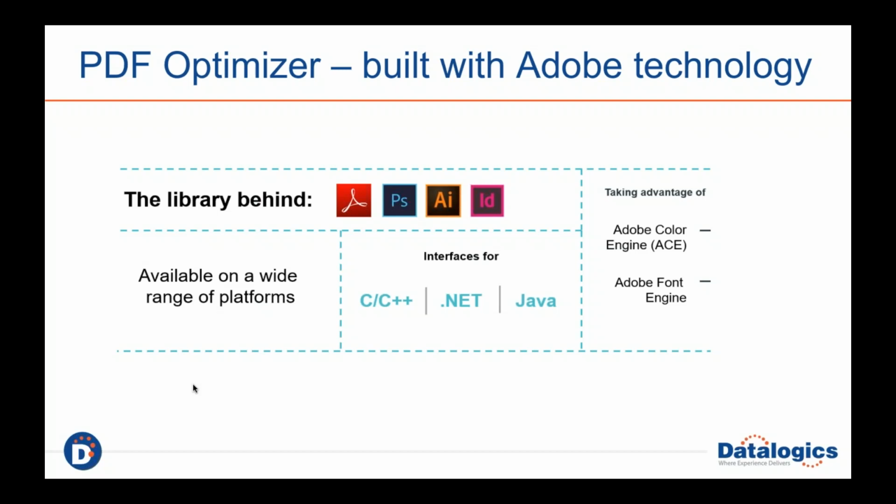PDF Optimizer is built with, as I said, Adobe genuine technology. To explain this in more depth, Adobe has various libraries such as the Adobe Color Engine and the Adobe Font Engine, and these common libraries are what underlie products like Adobe InDesign, Illustrator, Adobe Photoshop, and most importantly, Adobe Acrobat.